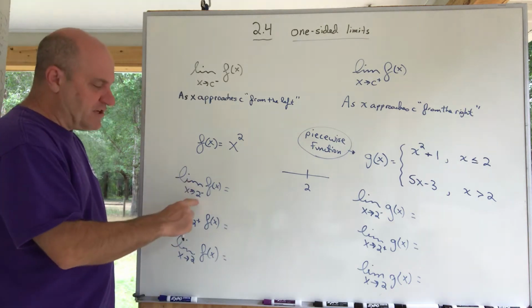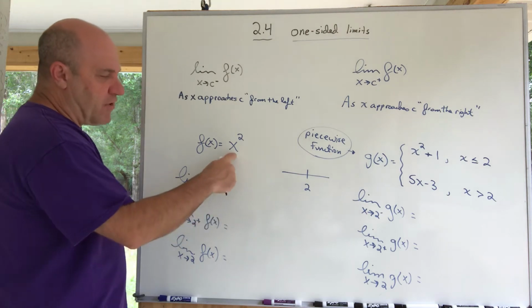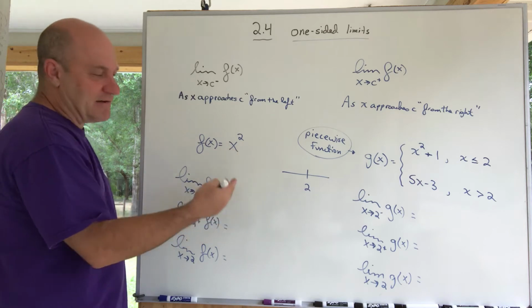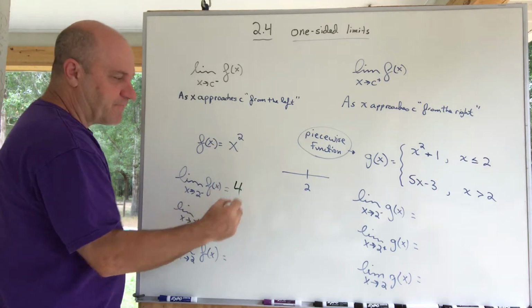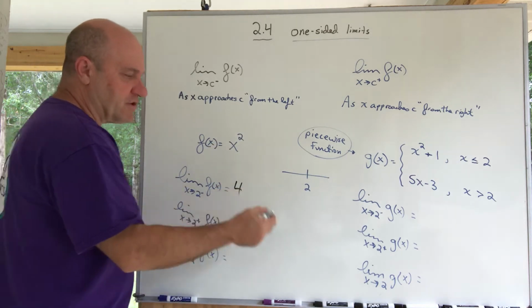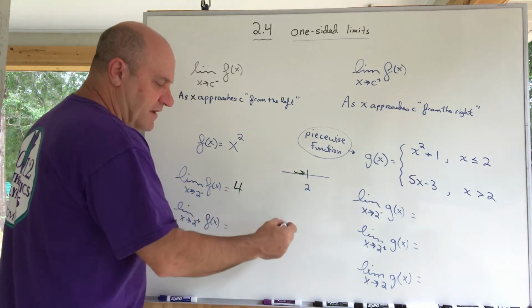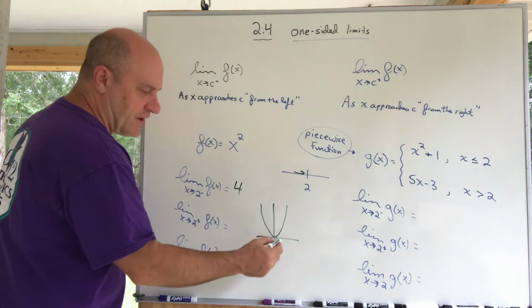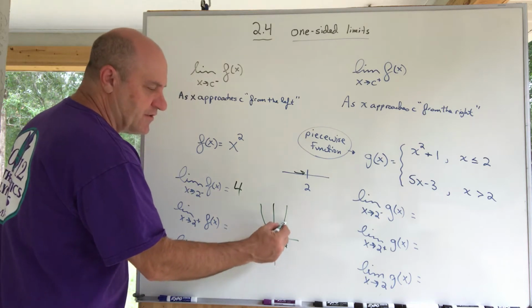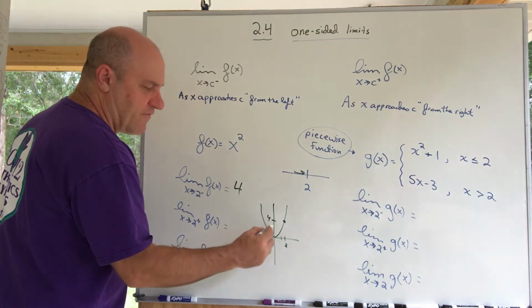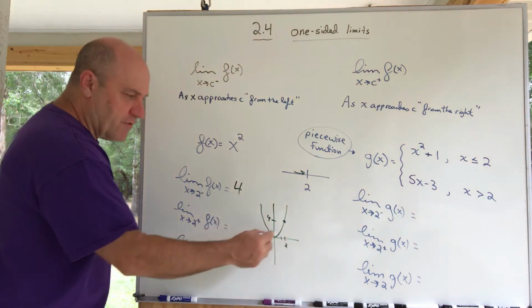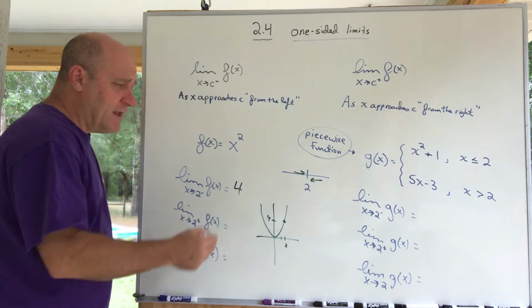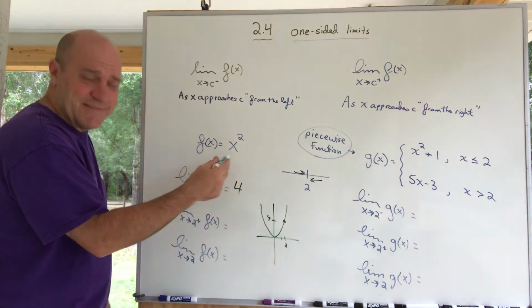I'm approaching 2 from the left, but basically I plug in a 2, and what's my answer? 4. I mean, you know the picture. This is just a parabola, and there's nothing interesting going on. As you approach 2, you approach a y value of 4. So whether you do that from the left, or what about from the right? You approach 2 from the right. You just plug in a 2 and you get 4.